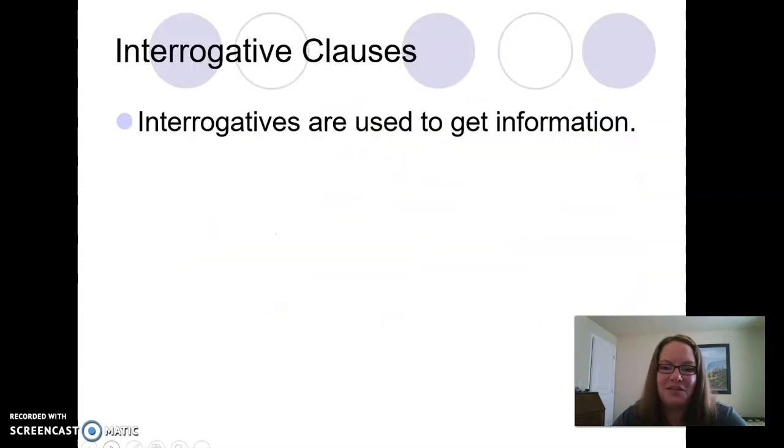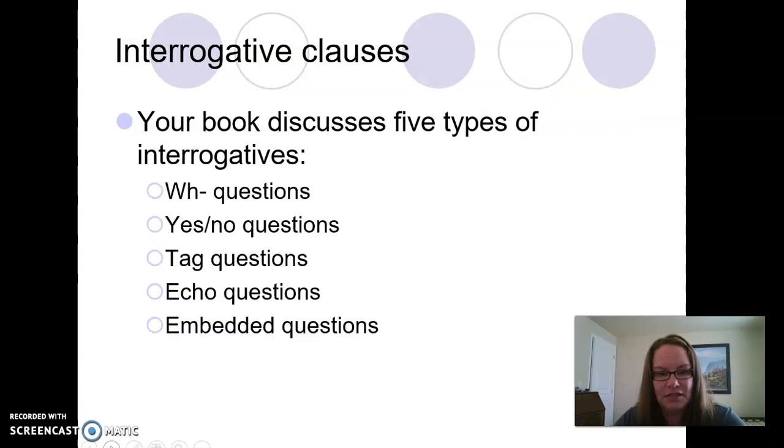So let's get started. So, interrogative clauses. Interrogatives are used to get information. Remember that a clause needs to have both a subject and a verb in order for it to be a clause. So there are 5 different types of questions, or interrogatives, that we have. We have WH questions, yes/no questions, tag questions, echo questions, and embedded questions.